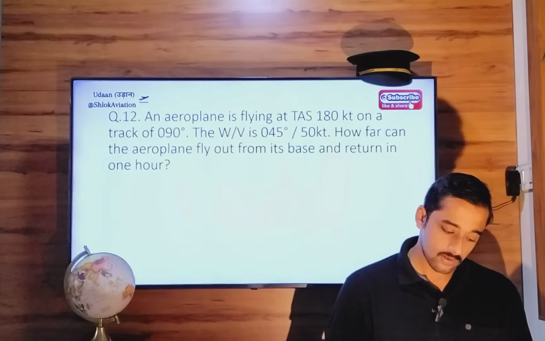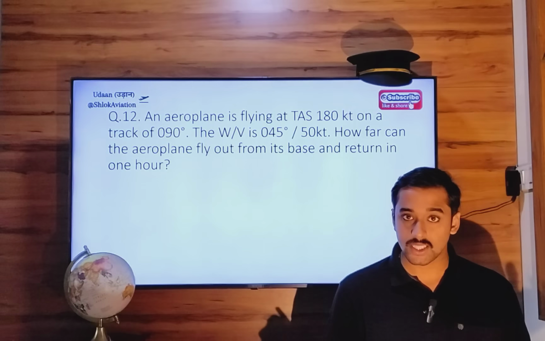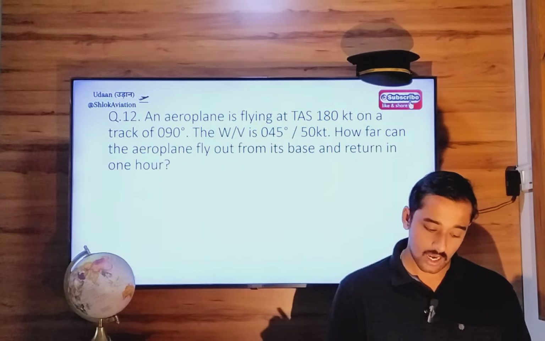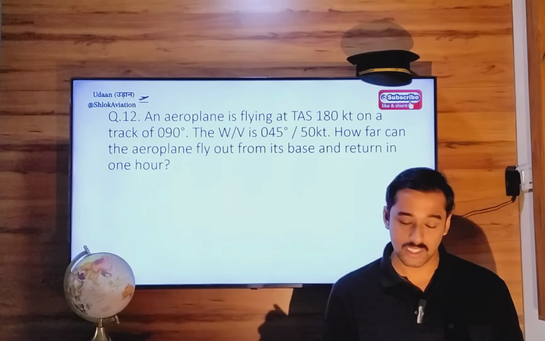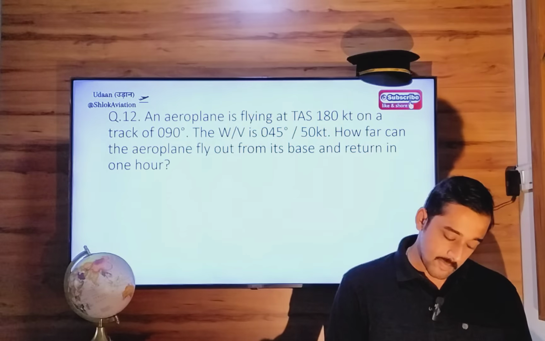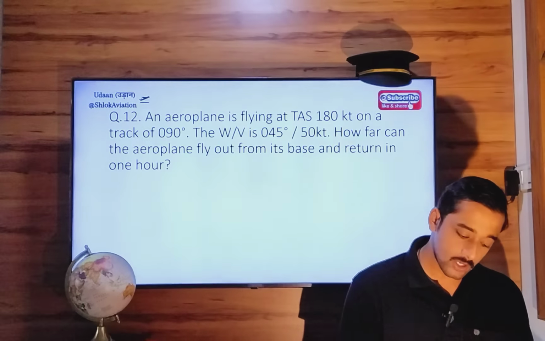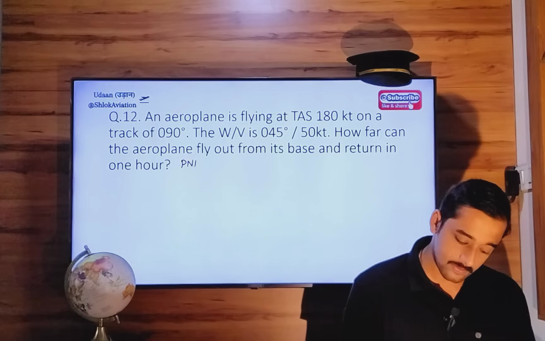Question number 12. Aeroplane is flying at a true airspeed of 180 knots on 090 track. Winds are given. How far can the aeroplane fly out from its base and return in 1 hour? Okay. So over here, we will have to use point of no return formula.